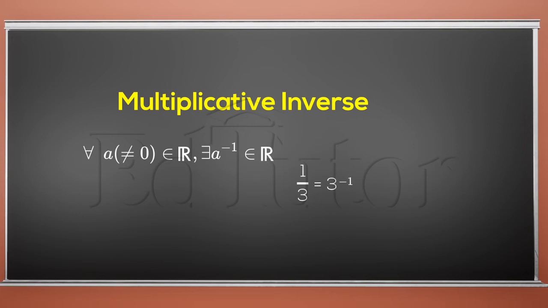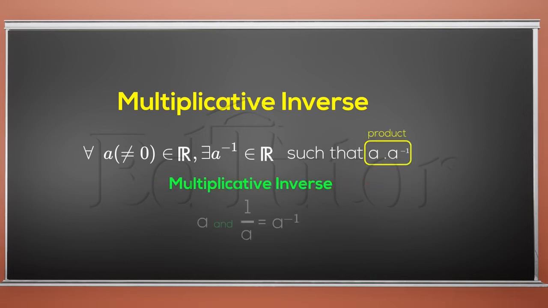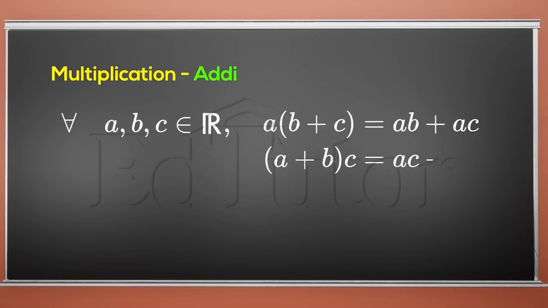Don't worry about the raised minus 1. That's just another way to write the inverse. Anyway, the product of the number and its multiplicative inverse will always be 1. And once again, whichever order you choose, the fact doesn't change. And there you have it. Now you have seen both sets of laws, addition and multiplication.